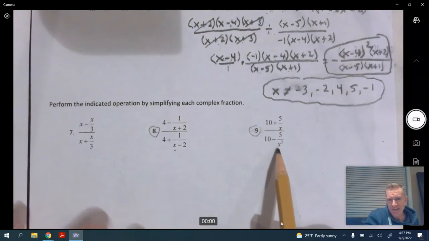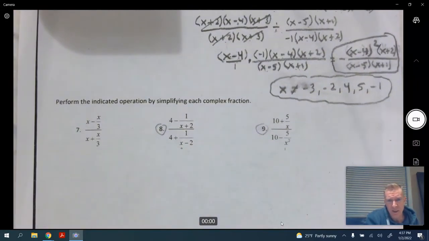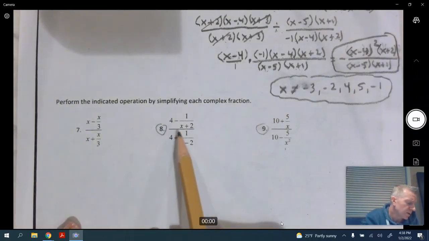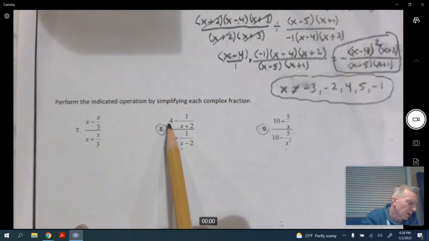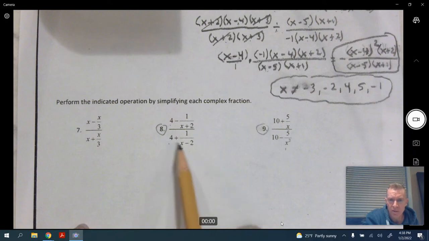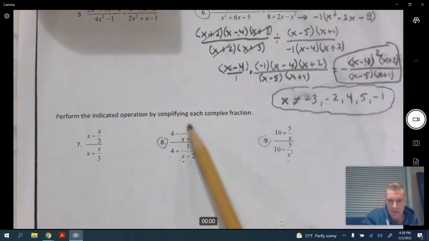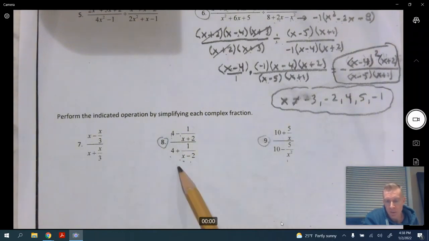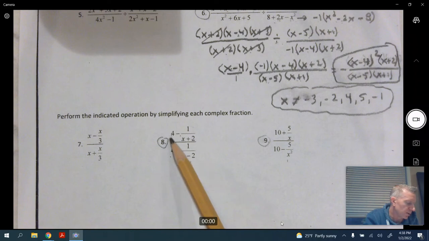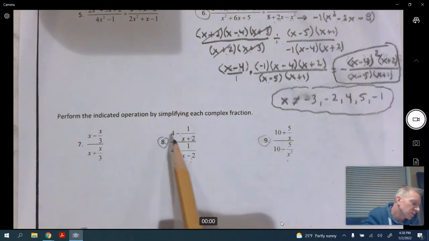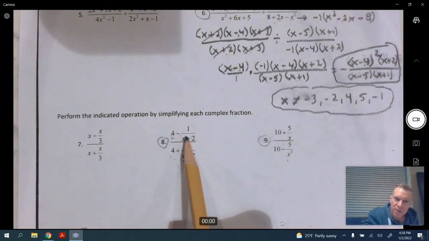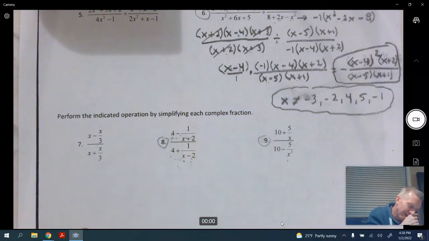Now, these look intimidating. They're not. They're really not bad at all. But what you have is a number and a fraction on the top, and then a number and a fraction on the bottom. So you can't use this rule of dividing fractions where you take the top and multiply by the reciprocal at the bottom. You can't do that when you have multiple terms. So what we have to do is take both of these terms, combine them into one term. So we have to get common denominators on the top.